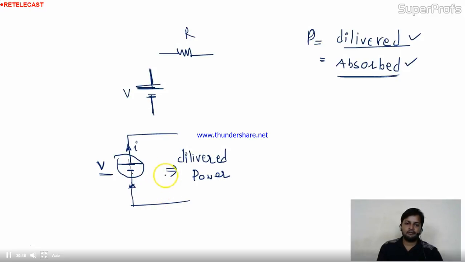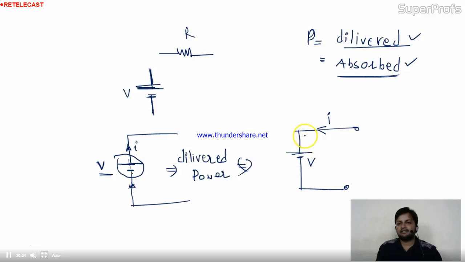Is it okay? But suppose instead of this, the current is coming into the source. The situation is like this. The current is coming into the source. So this source is not going to provide the energy to the circuit. It's taking the energy from the circuit. So this energy is the absorbed energy. Is it okay to you people?